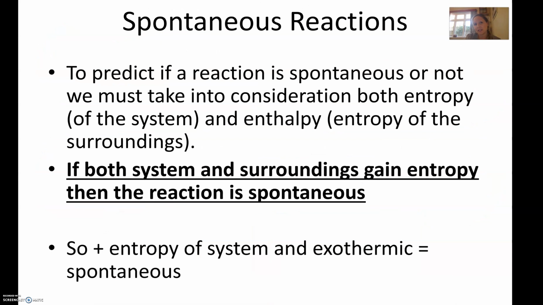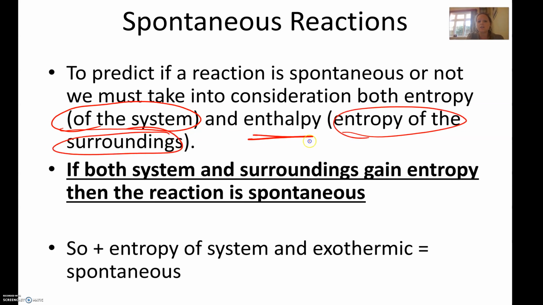So when we predict whether a reaction is spontaneous or not, we now need to look at both the entropy of the system, which is those equations that we were doing earlier. So you look at the equation, you look at the states, and you look at the number of particles and decide if entropy of the system is going up or down. And we also need to look at entropy of the surroundings, and the entropy of the surroundings is to do with the enthalpy, so whether it's exothermic or endothermic.